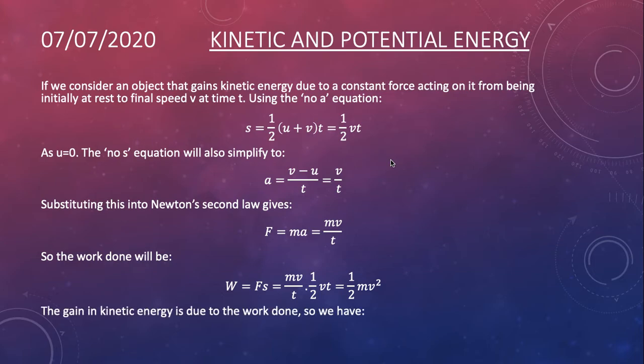That formula looks familiar, doesn't it? Because our work done gives us the gain in kinetic energy. So we're saying that kinetic energy is a half mv squared, derived from the bits we've done so far, from two suvat equations and Newton's second law.